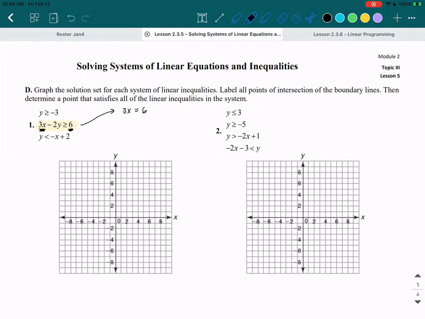Now, to get x by itself, I'm just going to divide by 3, and that gives us x is equal to 2. That means I'm going to put a dot right over there. I'm making it pretty big so it's obvious, but that is our x-intercept. Notice that it's on the x-axis, so I put my x-intercept at 2. Okay, I'm making the dot a little bit less obnoxious now.